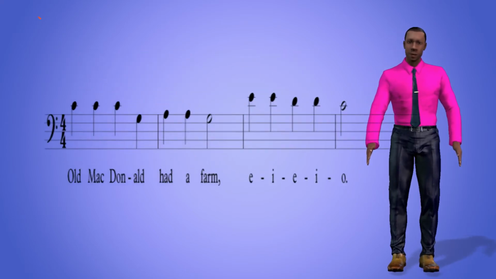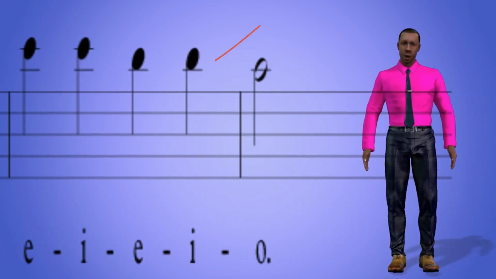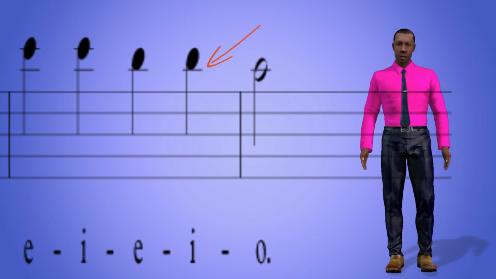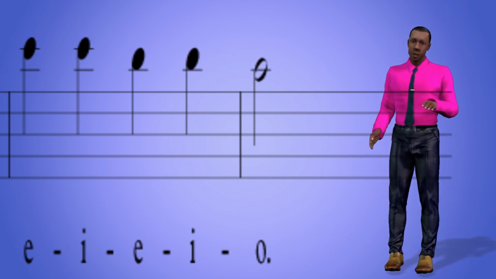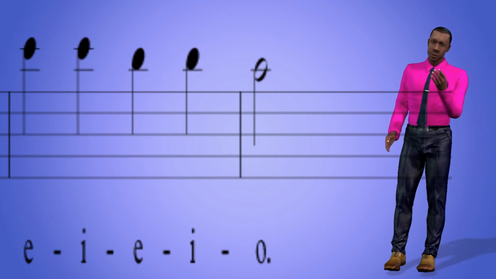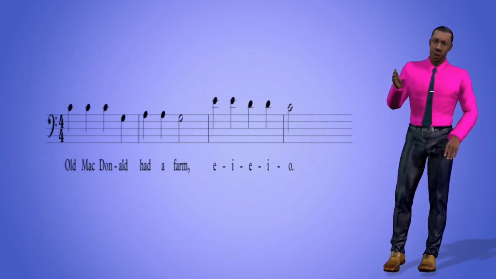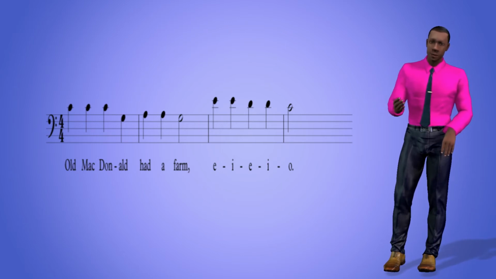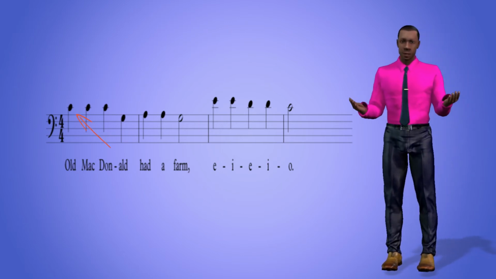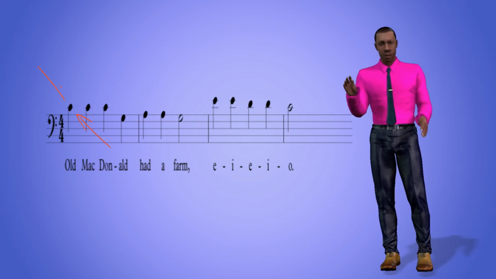The ledger lines for Old MacDonald and E-I-E-I-O are used to indicate notes that are too high to be marked on the staff itself. Similarly, notes that lie too low can be placed on the ledger lines below the staff. By counting up from the topmost staff line A, you can see that Old is sung on a C.